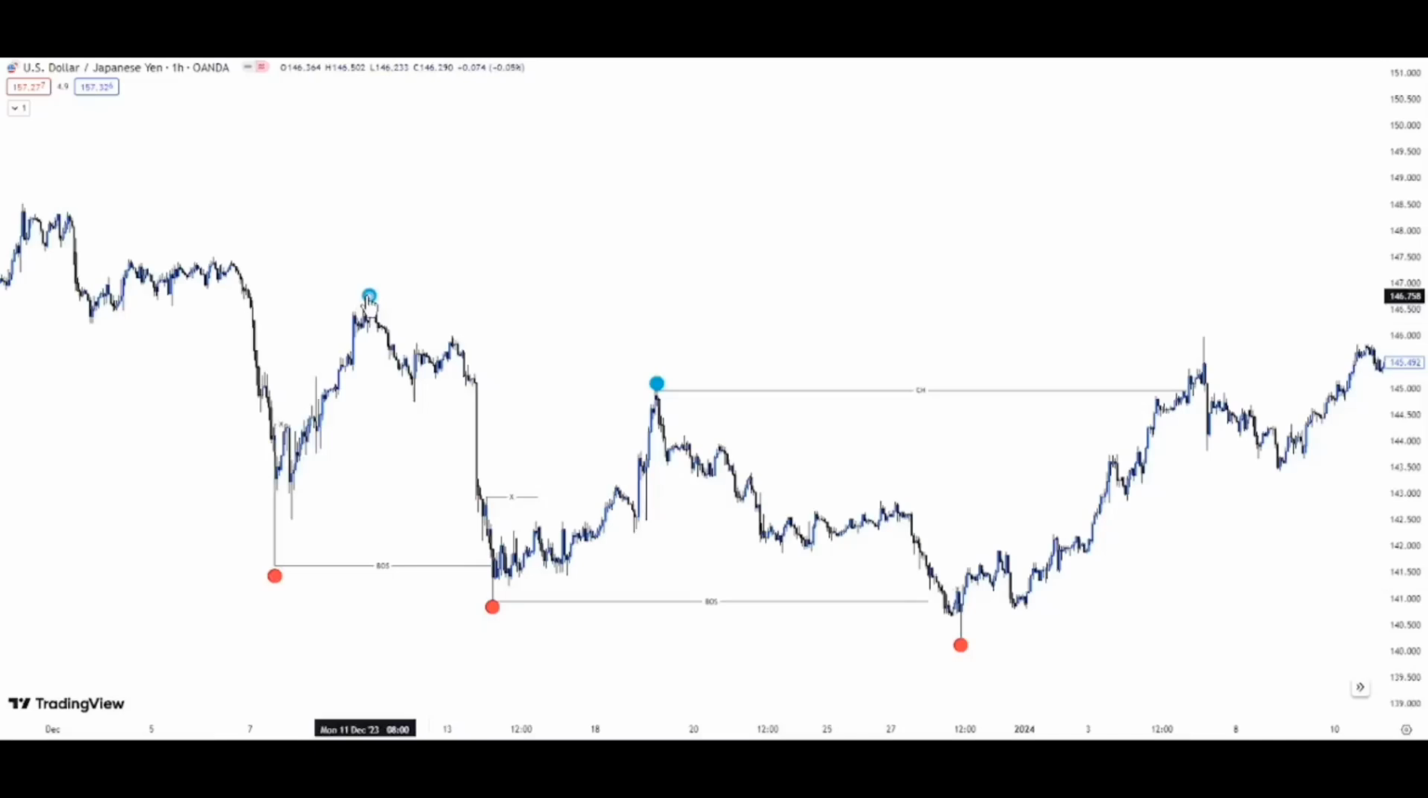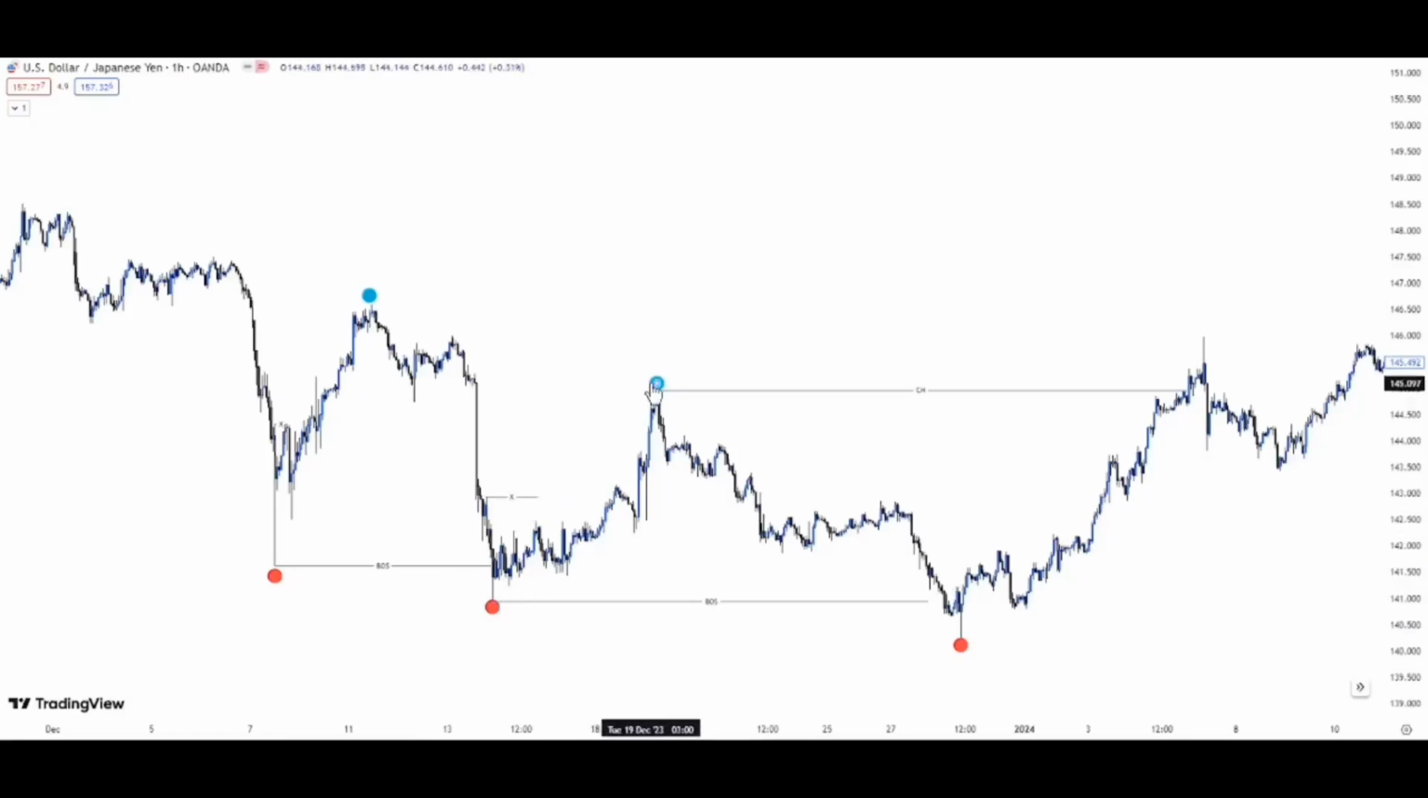Why is this high confirmed? Price rotated back down to take out this major structure low here, and that is known as your break of structure. Simple. After that, we have this low. For this low to be confirmed, it needs inducement. Here is your inducement in the market. Taking it out, low is confirmed.